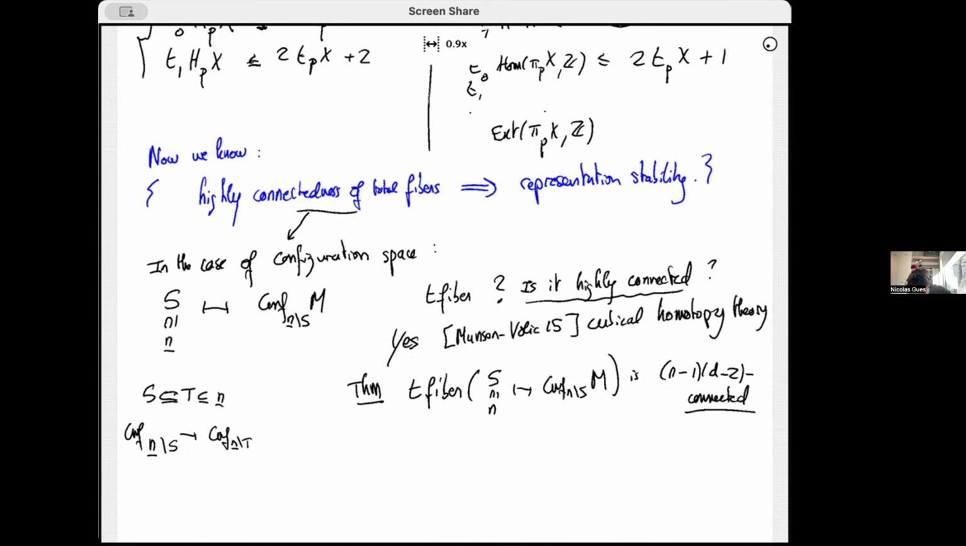And the proof of this uses the generalized Blakers-Massey theorem, which is exactly the kind of theorem that helps us compute the connectivities of total fibers of cubes. And I think the generalized version was done by Goodwillie in one of the papers on Goodwillie calculus.